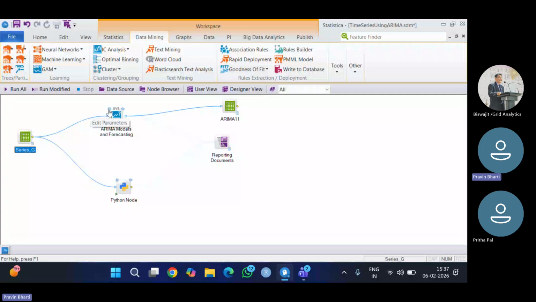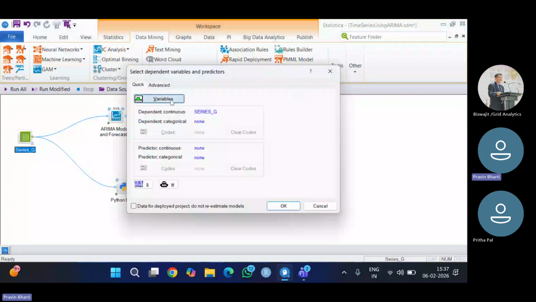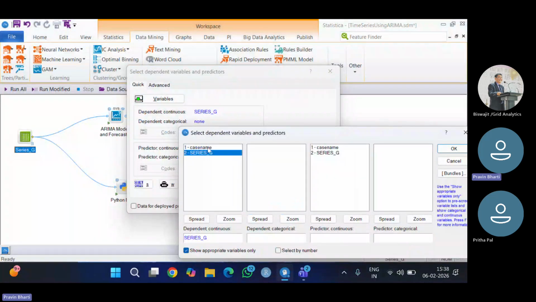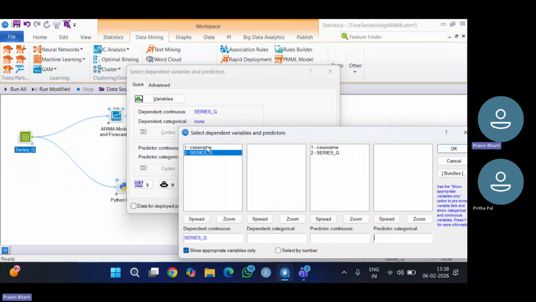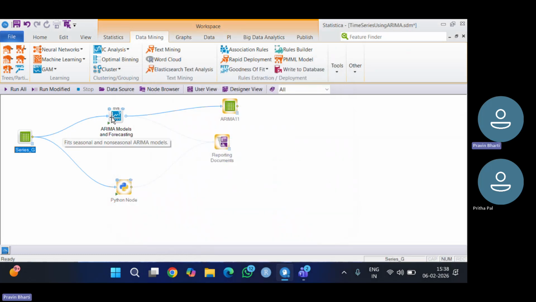Now I go to the ARIMA node. Before that, we need to specify our dependent variable. So from the variable tab, we can choose, actually in my data, I have taken case names and series G as different columns. So I'm taking series G as our dependent continuous. Then OK. Then I go to the ARIMA models and forecasting node.